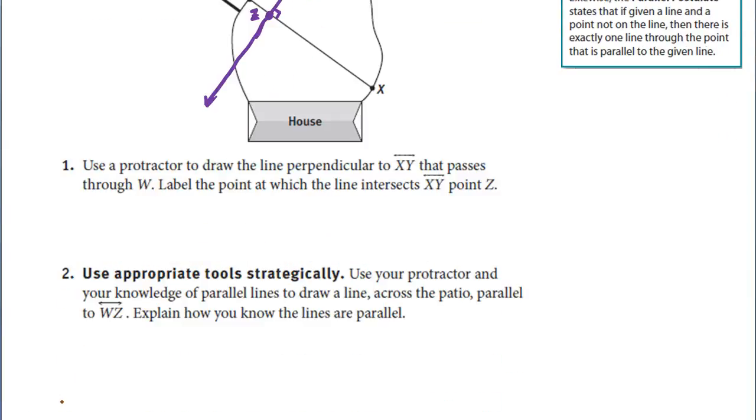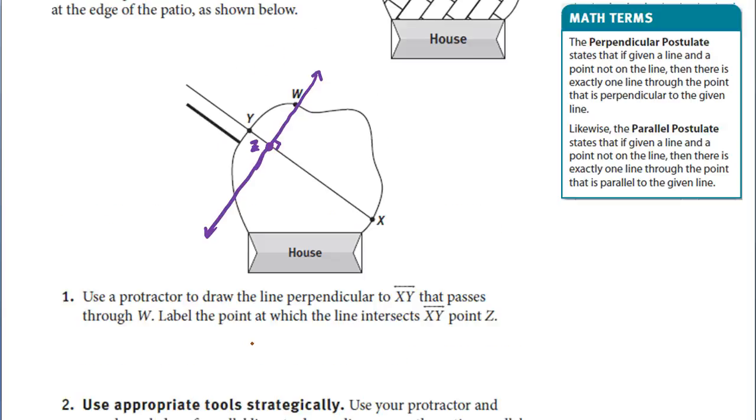Number 2, use your protractor and your knowledge of parallel lines to draw a line across the patio parallel to line WZ. Explain how you know the lines are parallel. So it doesn't say where, but somewhere across the patio, we want to draw another line that's parallel to the purple line WZ. Something like this, where this is perpendicular to XY, and these two are parallel.